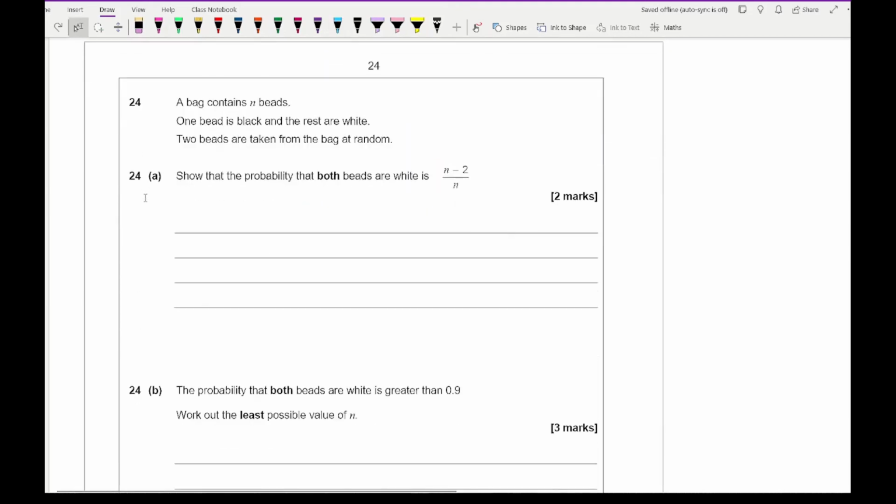Then moving on to question 24, it says that a bag contains n beads and one bead is black and the rest are white. 2 beads are taken from the bag at random. Show that the probability that both beads are white is n minus 2 over n. Now for this, we've got that the total number of beads equals n. The number of black beads equals 1, and the white beads is therefore going to equal n minus 1.